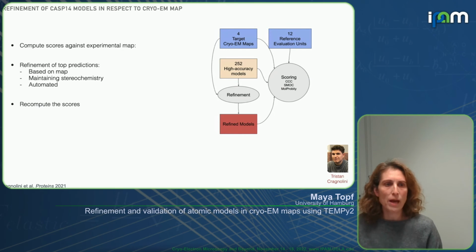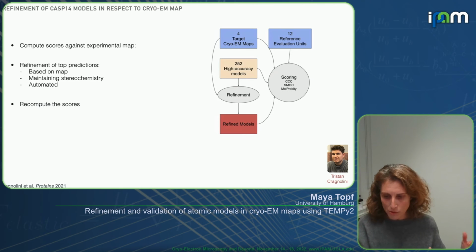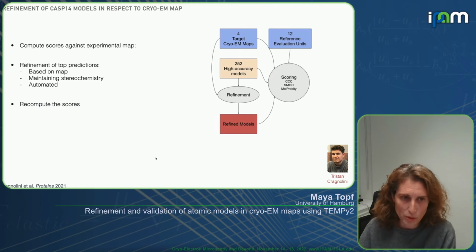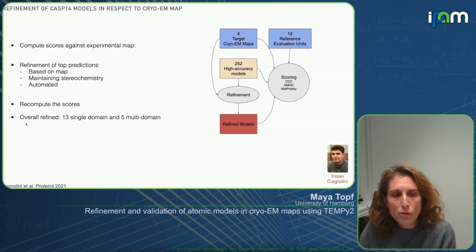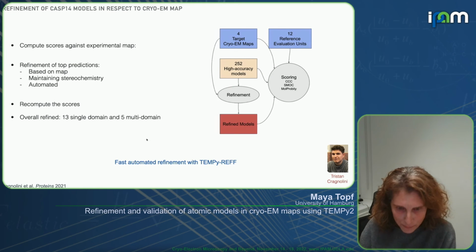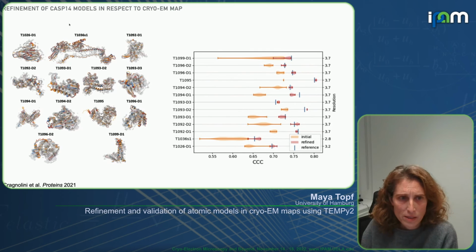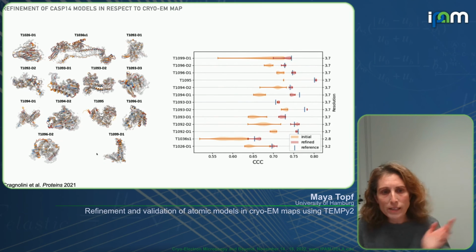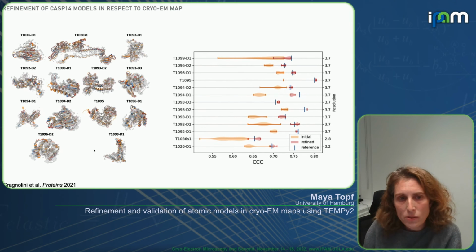And we did all the things that I've described here. We computed the scores, and we looked at all the scores from the models that came from CASP, and we also refined all the models using TEMPy2 and looked at the scores after doing the refinement. And overall, we refined 13 single domains and 5 multi-domain proteins. Okay, now these are the structures that we refined. These are the different targets.